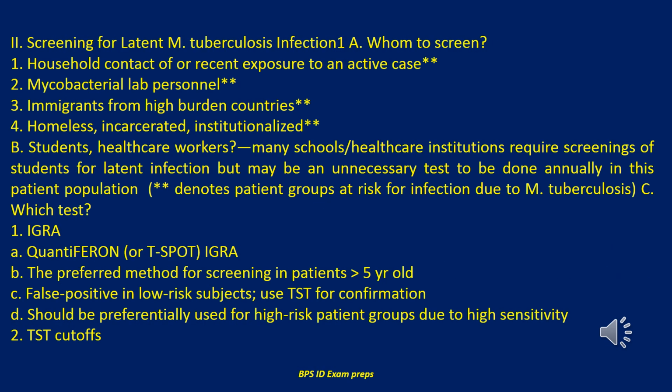Let's now discuss screening for latent Mycobacterium tuberculosis infection. Let's address the question, whom to screen. We should screen the following: 1. Household contact of or recent exposure to an active case ***. 2. Mycobacterial lab personnel ***. 3. Immigrants from high-burden countries ***. And 4. Homeless, incarcerated, institutionalized ***.